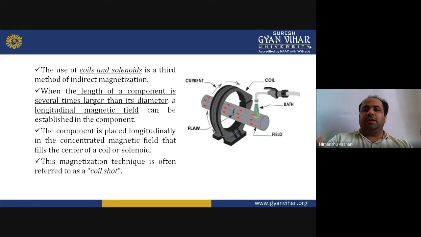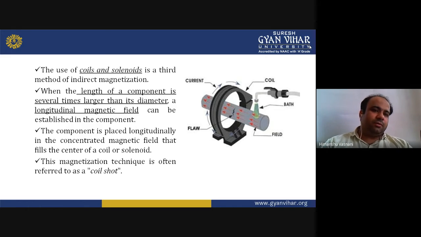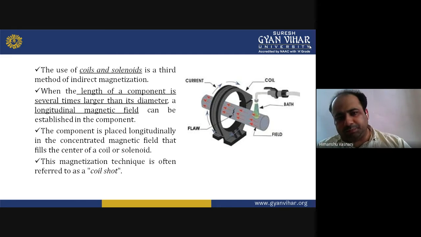So you can see the diagram. You can see there is a coil, and the current is passing, and you can see the flaw that is being detected. Okay, how the field is established in this and how the flaw is being detected. This is called the coil and solenoid method, like a coil shot.